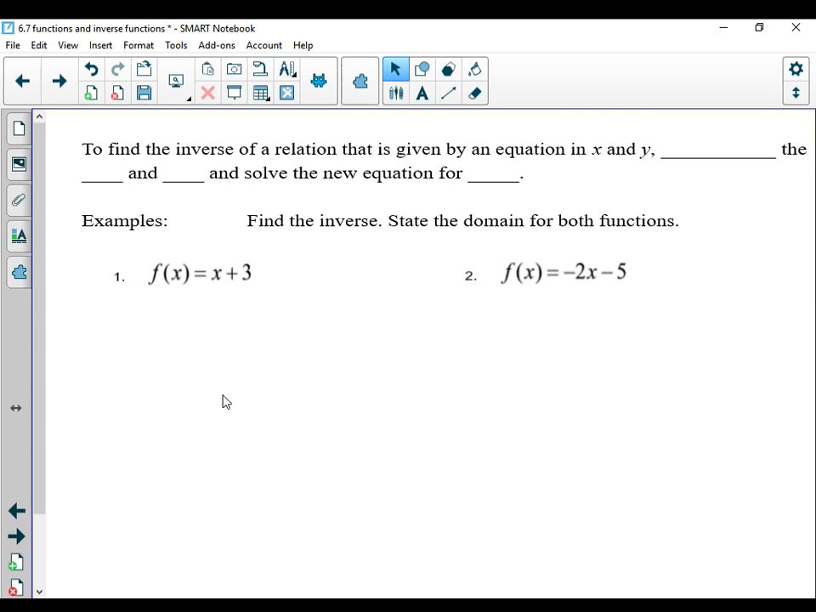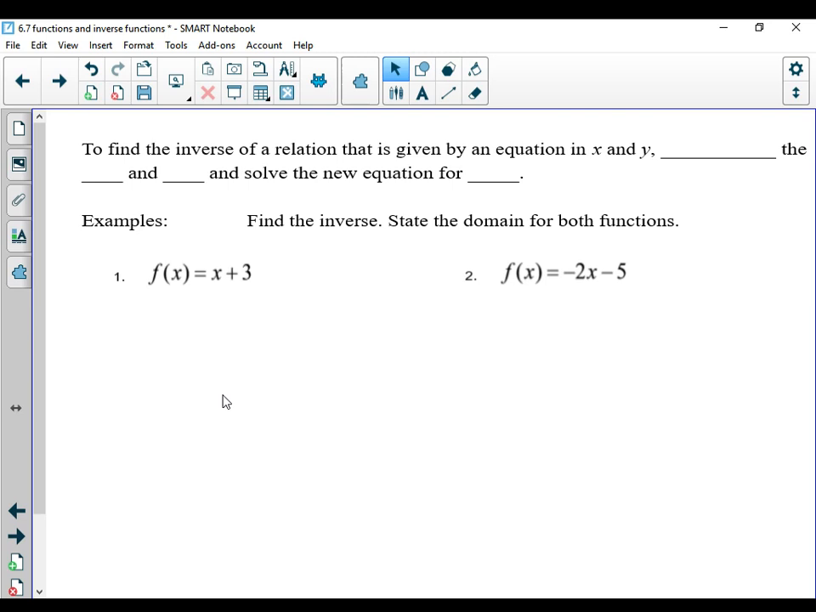All right, so 6.7. We're going to do two sections today, 6.7 and then 6.8. You're looking for these videos. One is going to be 6.7, and one is going to be 6.8. I'm going to have them separated, so if you need to look back on any of these notes, that will be available to you.